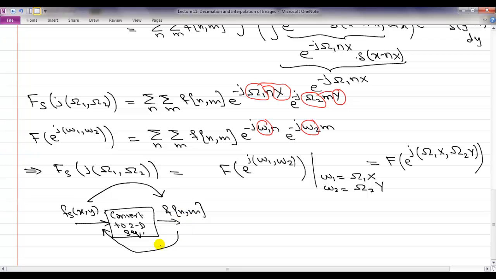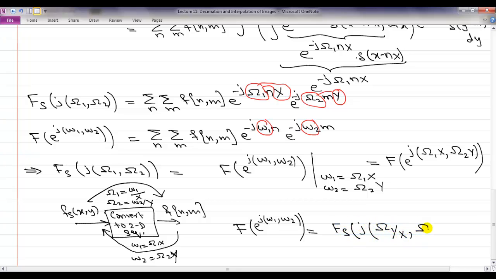So this is the relationship. If you are going this way, little ω1 gets replaced by capital Ω1 X, little ω2 gets replaced by capital Ω2 Y. And similarly, if you are going the other way, capital Ω1 gets replaced by little ω1 over X, and capital Ω2 gets replaced by little ω2 over Y. So if you want to write the Fourier transform of the discrete sequence, if you know the Fourier transform of this fs(x,y), then that is equal to Fs(jω1 over X, ω2 over capital Y).